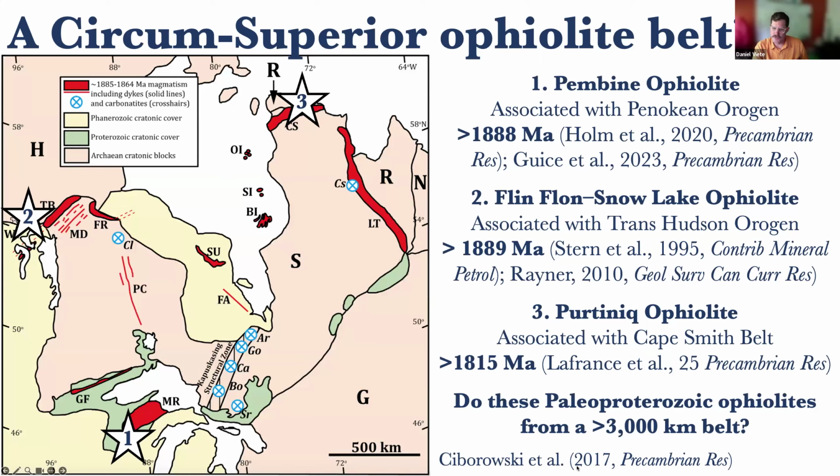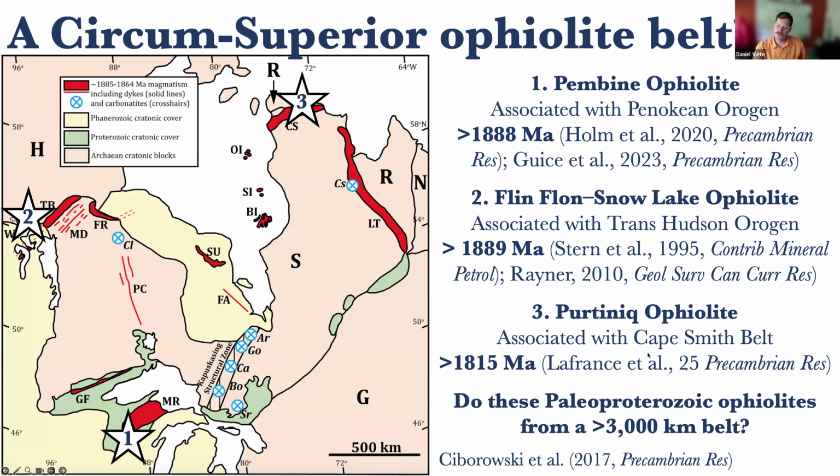This map here is from Ciborowski et al., and it shows the large-scale belt of large igneous provinces in red here. I've used it just to point out the location of some other ophiolites along this same Paleoproterozoic accretionary system. So we have the Pembine ophiolite here. This number 2 here is the Flin Flon-Snow Lake ophiolite, proposed by Stern et al. in 1995 on the basis of boninites there. The constraint on that is similar to the Pembine ophiolite, so greater than 1889 million years ago.